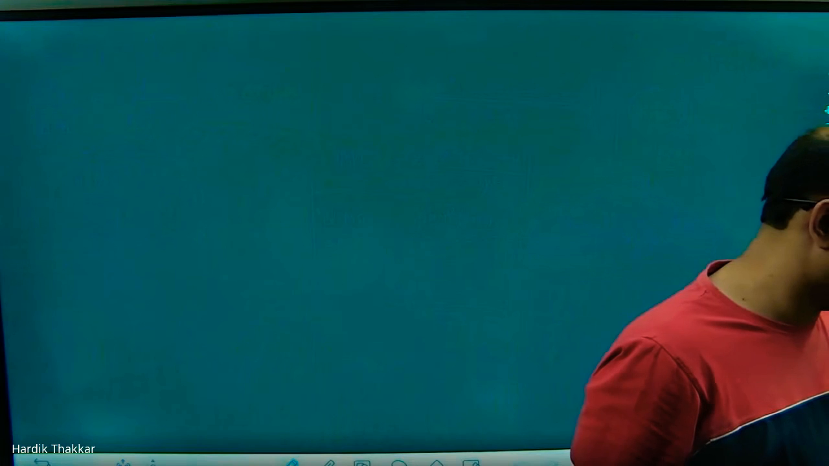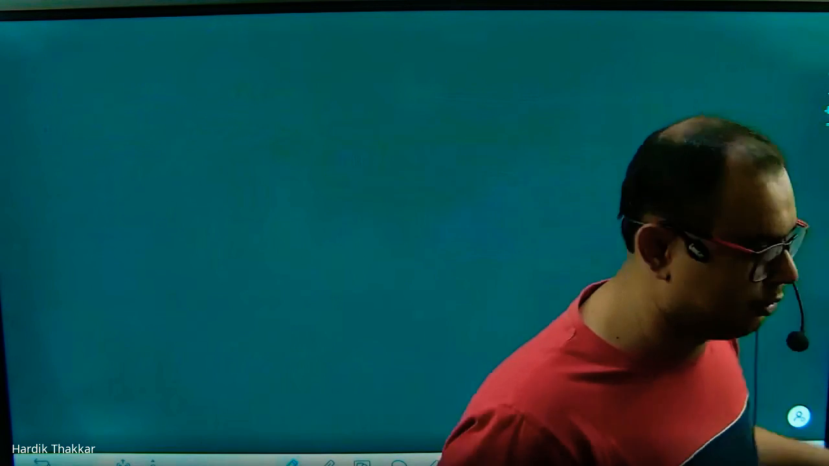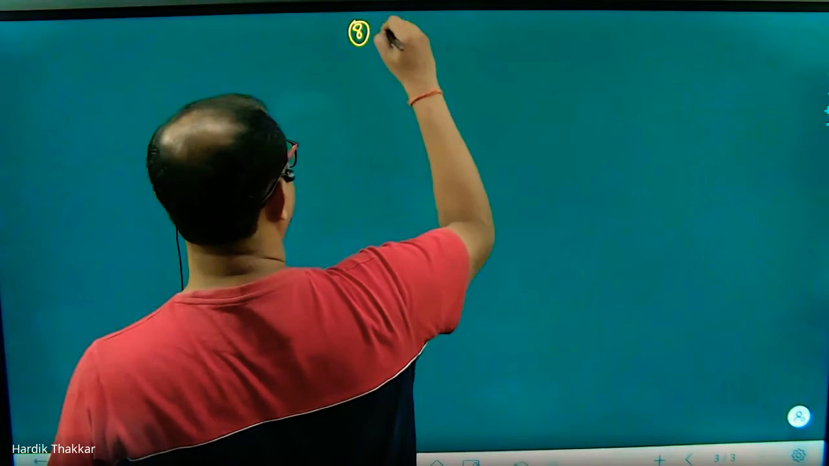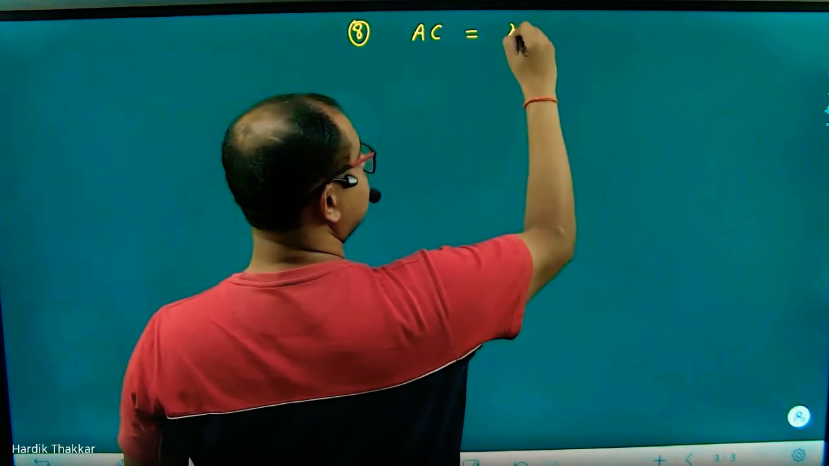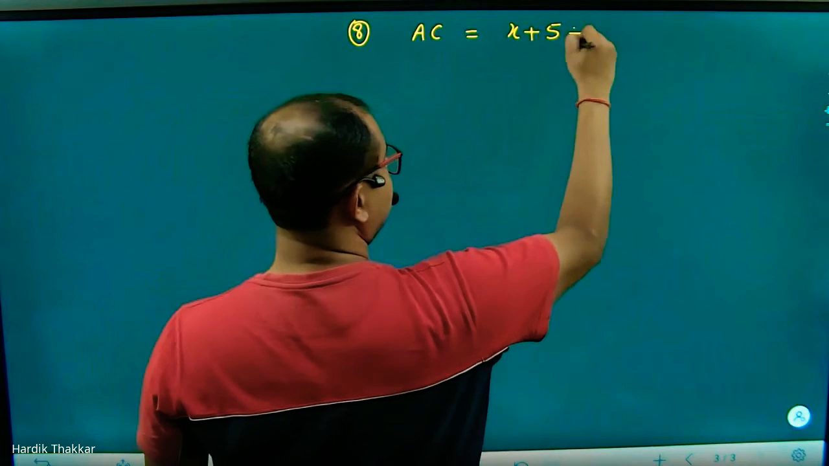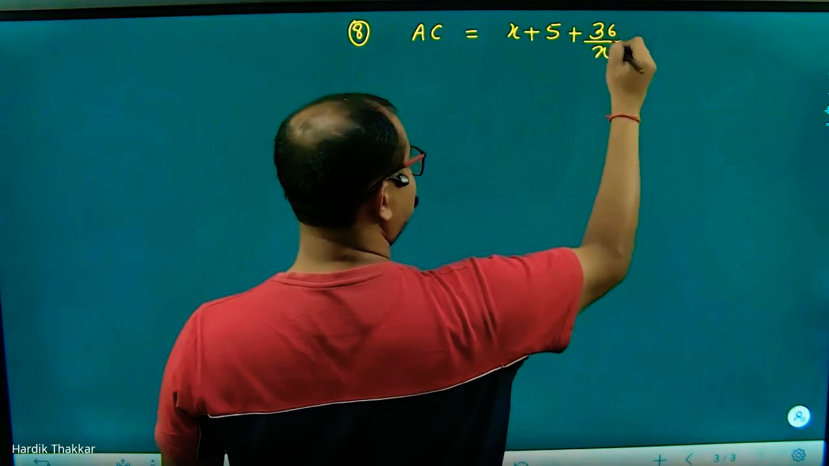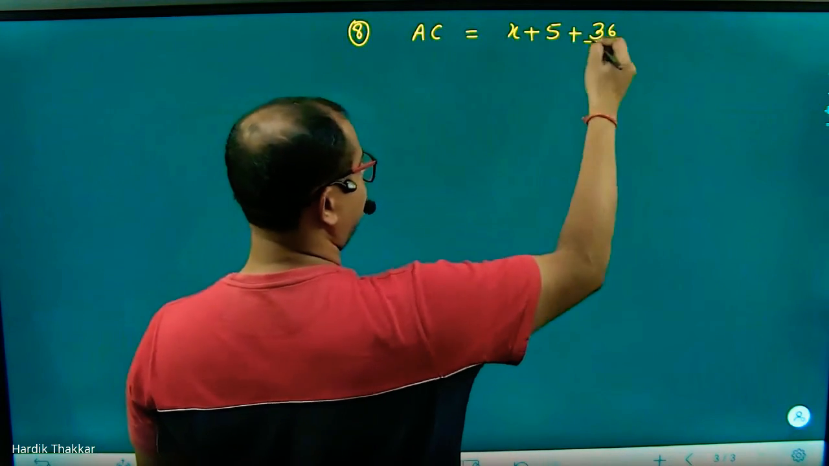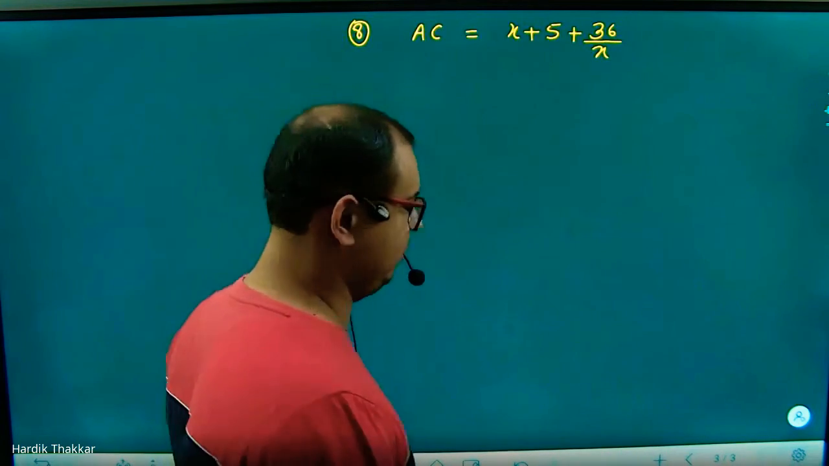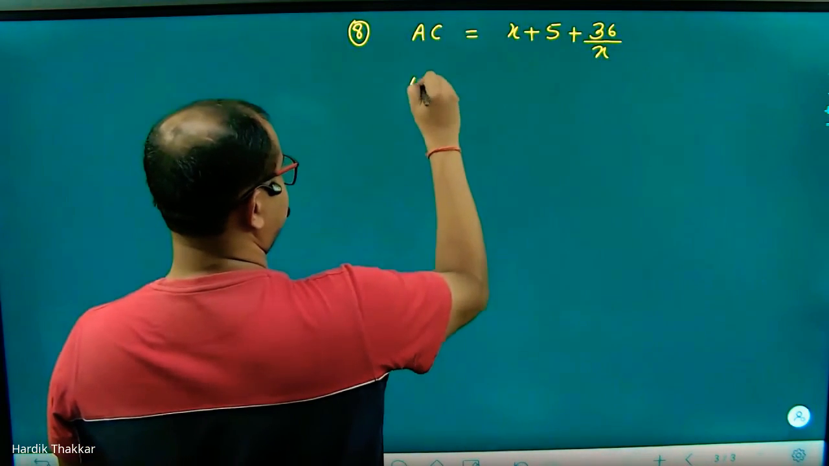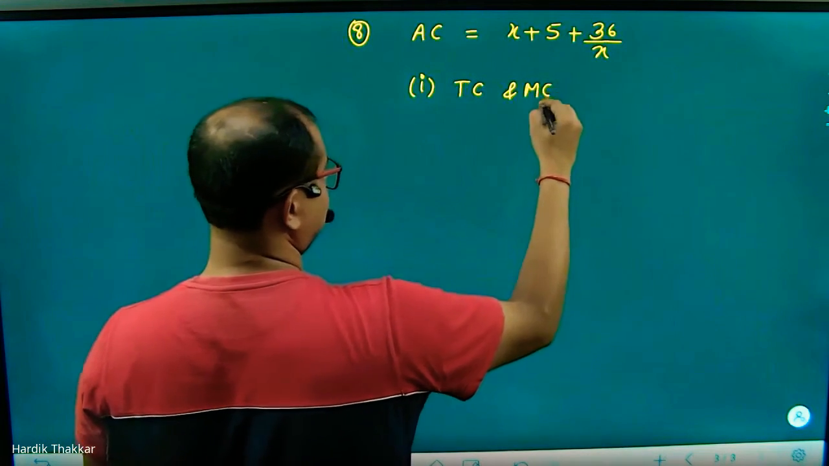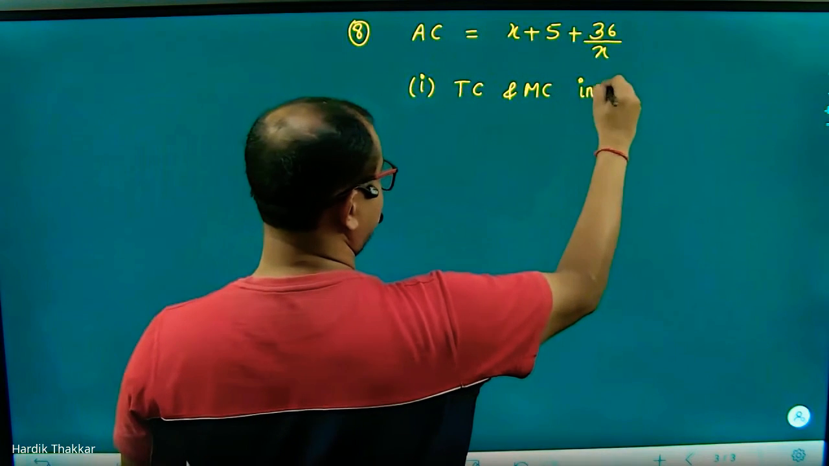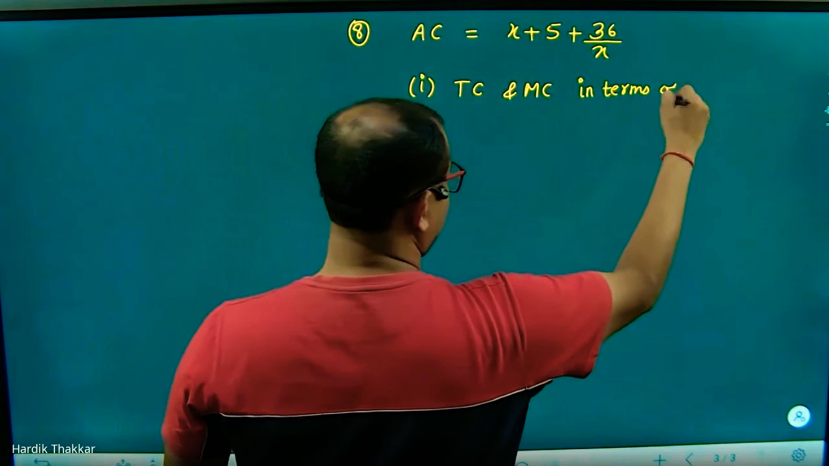नेक्स्ट क्वेश्चन, क्वेश्चन नंबर 8. क्वेश्चन नंबर 8, चेक क्वेश्चन नंबर 8. रिया क्वेश्चन पढ़ना. x plus 5 plus 36 by x in terms of output x. So x is number of items produced. Okay. Total cost and marginal cost in terms of x. Okay.